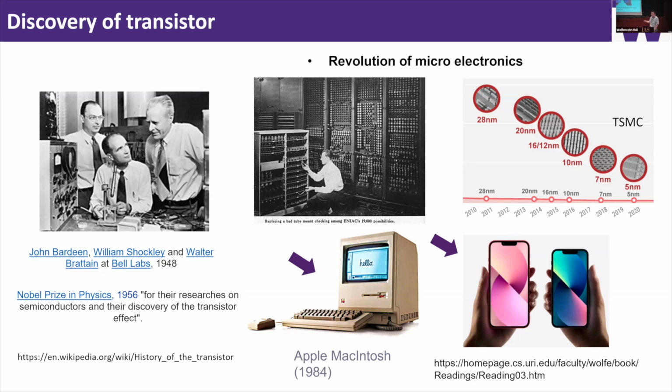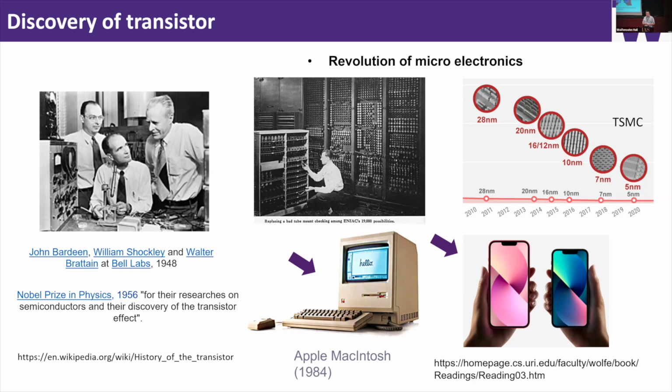And the development of technology doesn't stop here. Here I stole this roadmap from TSMC, where they highlight the development of the transistor. A few years ago, it was still 28 nanometer. Now we're already pushing to 5 nanometer, and TSMC is already in production of 2 nanometer transistors.